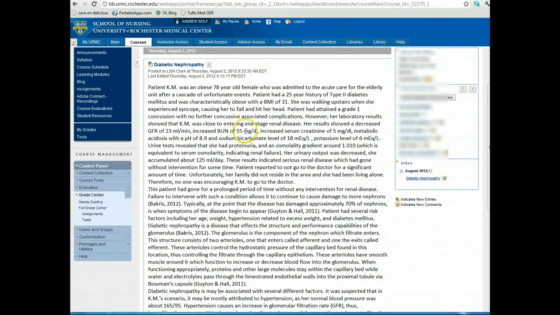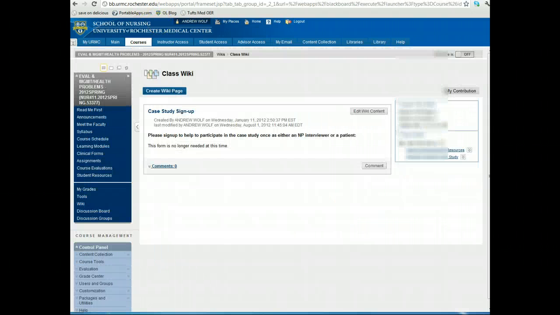Okay, now last but not least, I want to talk about wikis. Now wikis are unique because with discussion boards and blogs, each individual post is written by one student, and then the comments are written again by one student. But a wiki is a collaborative document.